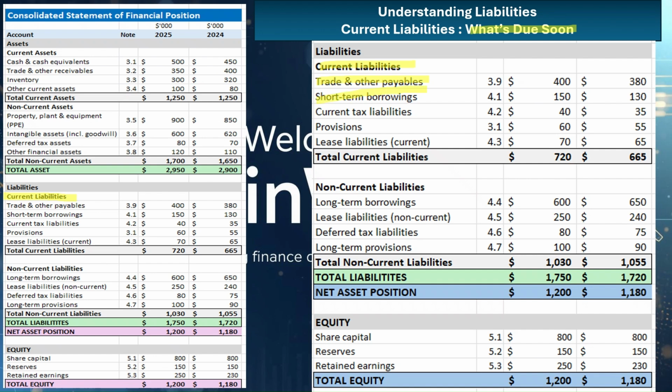Short-term borrowings are loans and credit facilities due within 1 year. High levels of short-term borrowing may indicate liquidity constraints or aggressive financing strategies. Provisions are estimated future obligations and current tax liabilities. Watch for unusual provisions that may signal pending issues.